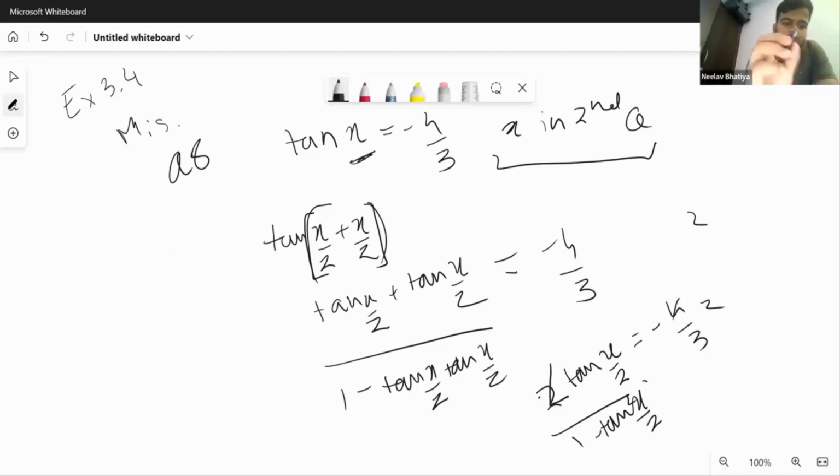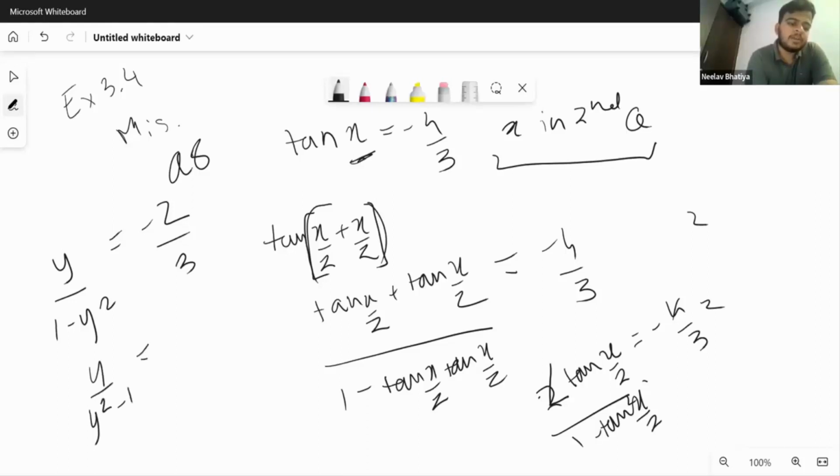So assume tan x by 2 equal to y. Assuming that you have y upon 1 minus y square equal to minus 2 by 3. Taking the negative sign here, I get y upon y square minus 1 equal to 2 by 3. Cross multiplying, I get 3y equal to 2 times y square minus 2.